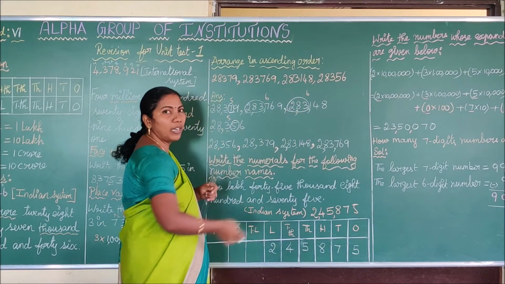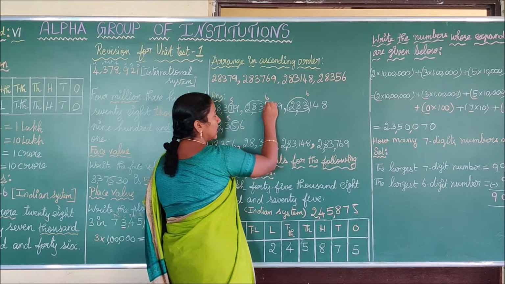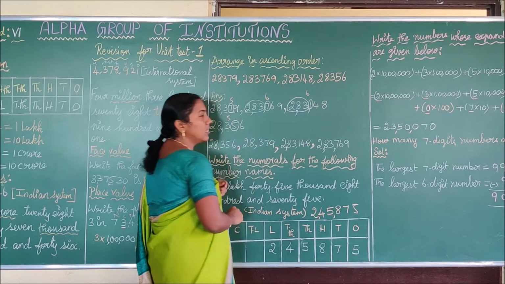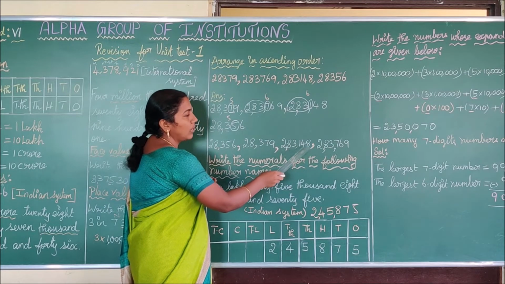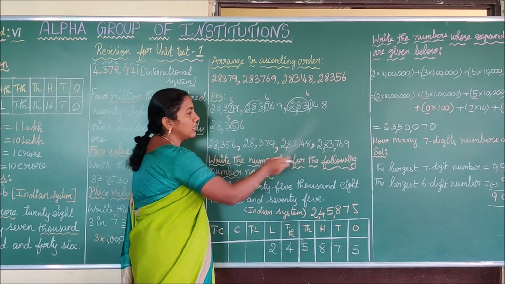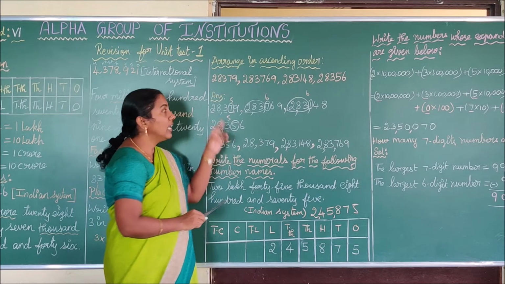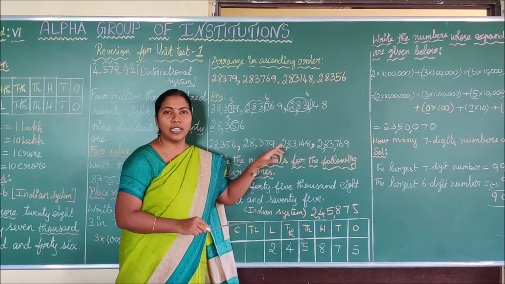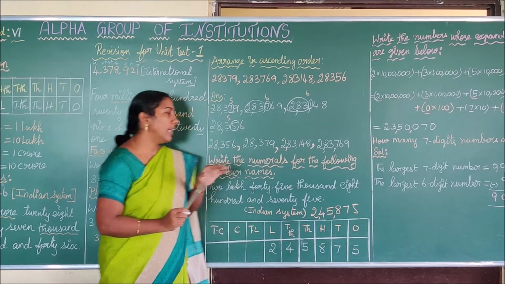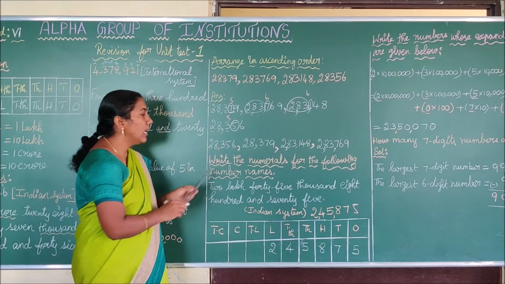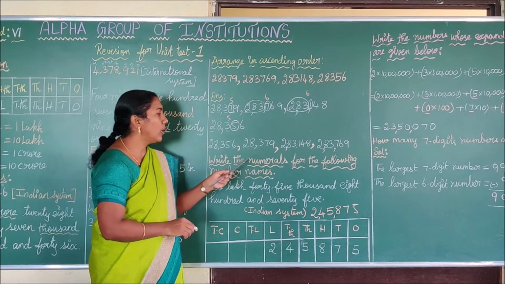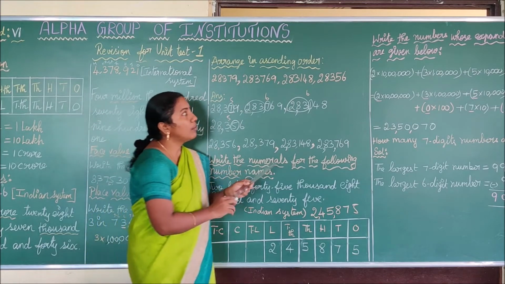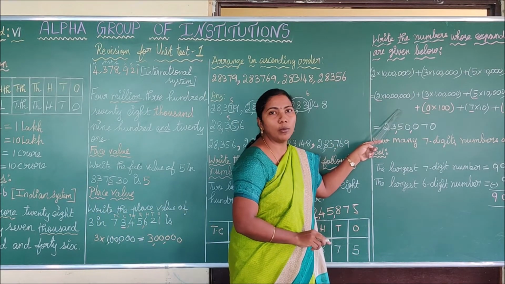So you are going to compare the next digit. What is the next digit here? 7. Here 1. So which is the smaller number? This one. So you have to write it as 2,83,148 and write the next number. Thus we have arranged the given numbers in ascending order, that is small to big. Next concept we are going to see is write the numerals for the following number names. You will also have to write the numerals by giving the expanded form also, children.